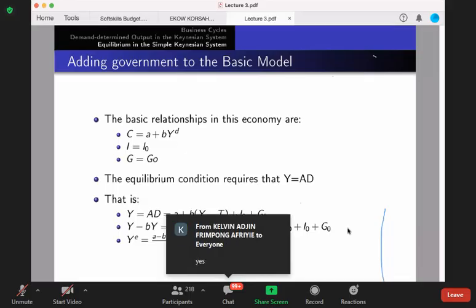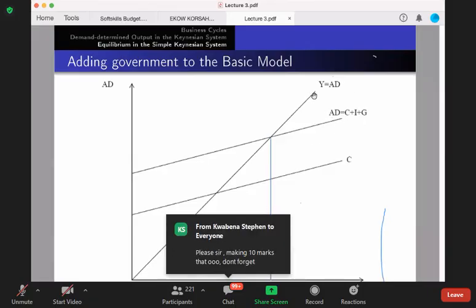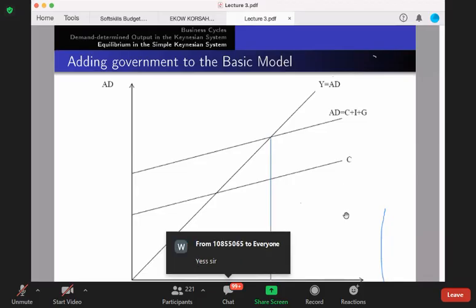Let me try and wind up so that those of you who want to go to the next class can join your friends. In fact, this is the last slide. It's almost the same thing because I and G are exogenously determined. So that brings us to the end of the class.